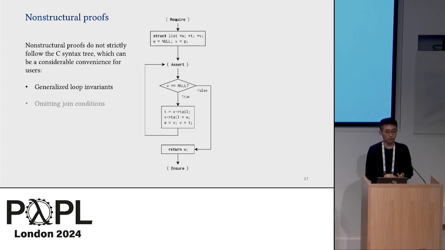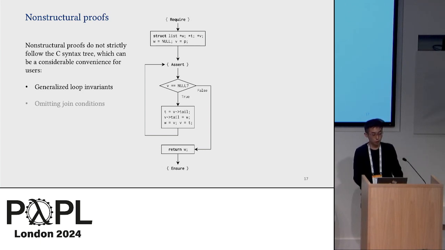Structural proofs, which are usually used in current interactive verifiers, follow the syntax tree of the program. This is because goal-directed and tactic-level automation is very difficult to go beyond the original Hoare logic rules, which are mostly syntax directed. Non-structural proofs, on the other hand, do not have to strictly follow the syntax tree. In some cases, this can be a considerable convenience for the users.